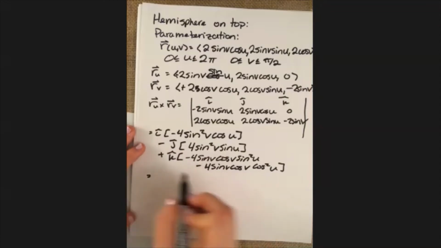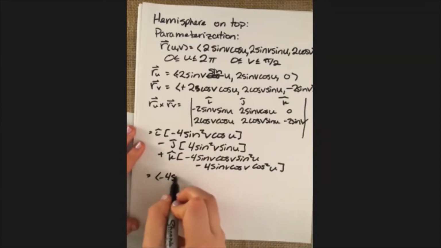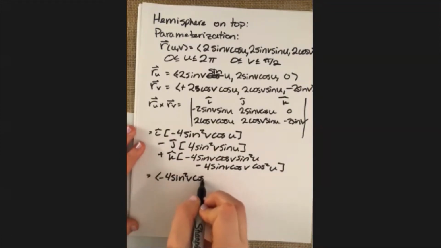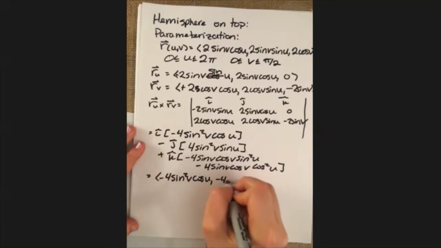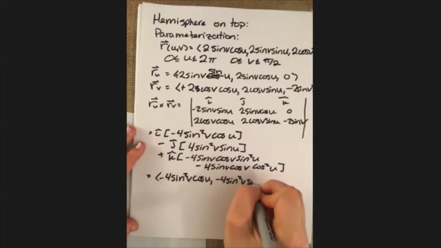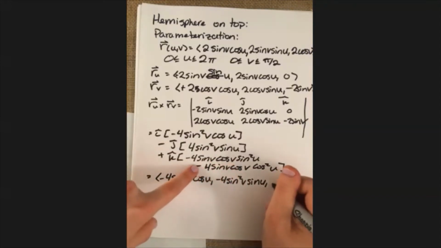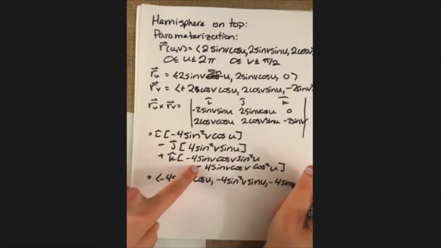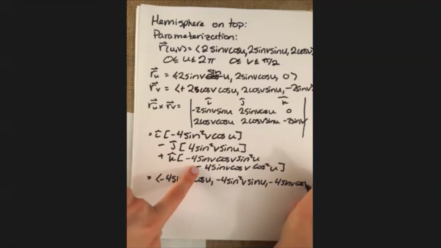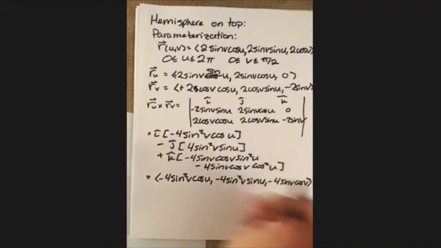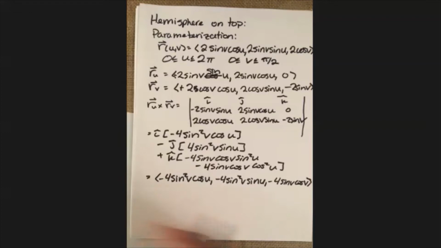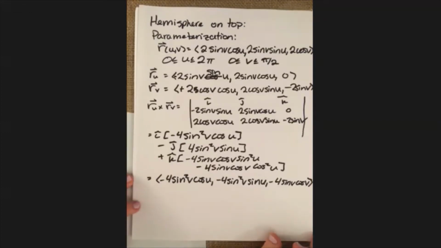From here, we're going to get negative 4 sine squared v cosine u, negative 4 sine squared v sine of u. And then thankfully, this is going to simplify down quite a bit because we got that sine squared cosine squared thing going on there. And we're going to get negative 4 sine of v cosine of v. Great. So that is going to be our normal vector.